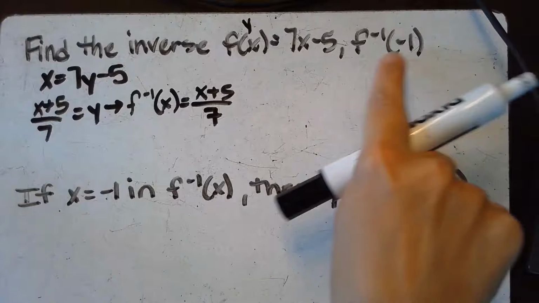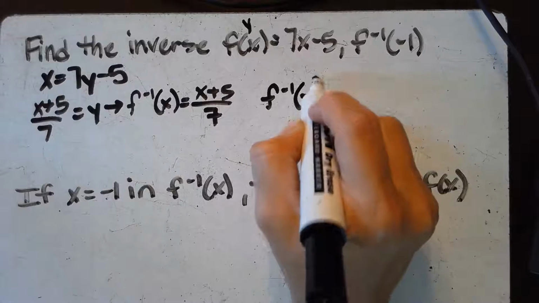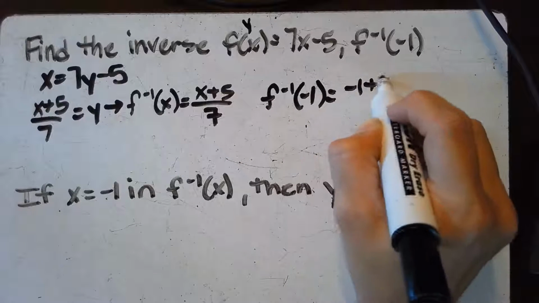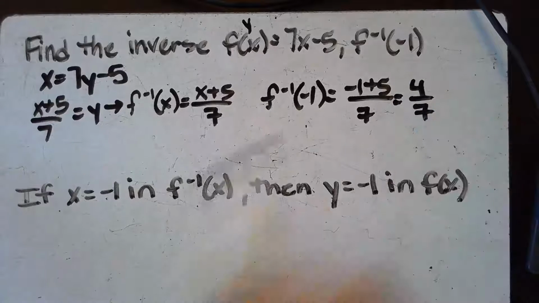So if I want to find the inverse at negative 1, I would just plug in negative 1. And I get 4/7.